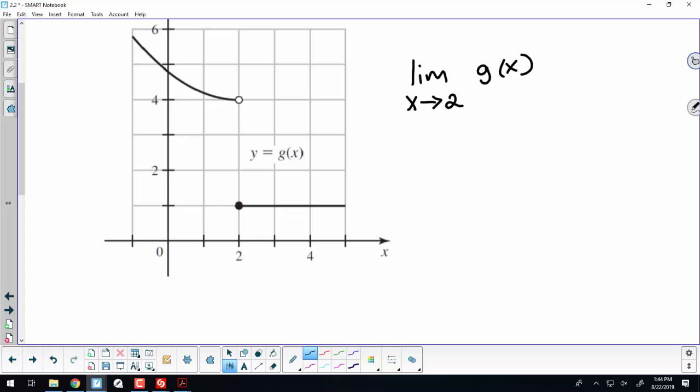It depends on which side you're coming from, right? Which means you have to look at a one-sided limit. So let's start doing that. What's the limit as x approaches 2 from the right on g of x? 1. We're approaching 2 from the right. The y values are getting closer and closer to 1.